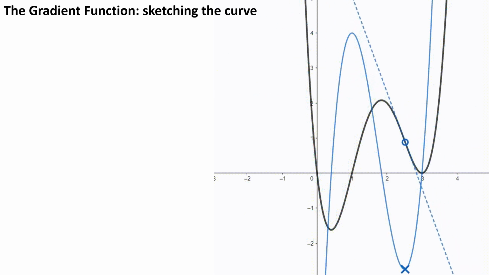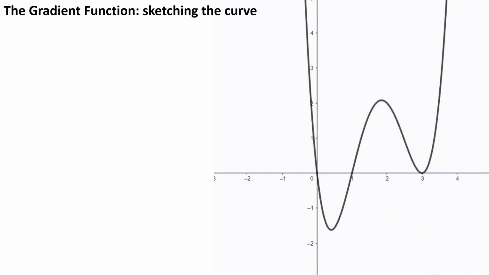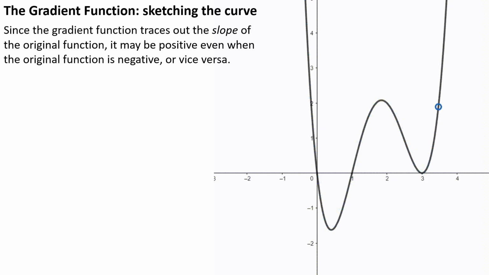So what I've got here is a tangent line tracing out the function, and the gradient function is shown in blue when it appears. So you can see the height of the gradient function will represent the steepness, positive or negative gradient of that tangent line. Remember that because the gradient function is the slope of the original function, it could be positive even when the original function is negative, and vice versa. So I've got a couple of analogies for this.